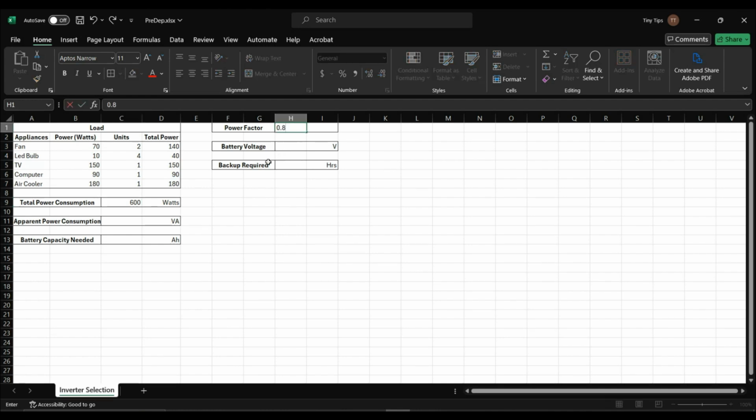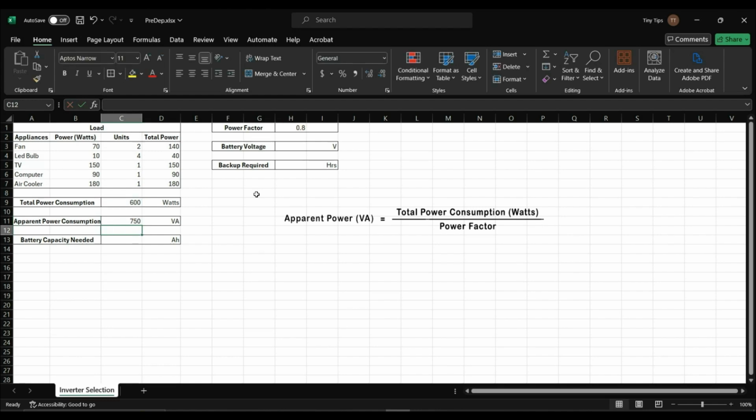We will now calculate apparent power consumption. It will be equal to the real power consumed by our appliances divided by the power factor. We got 750 volt-amperes. So, we need an inverter working at 80% efficiency, with a minimum of 750 volt-ampere rating to run our 600 watts electrical load. Now it is time to calculate the battery capacity.